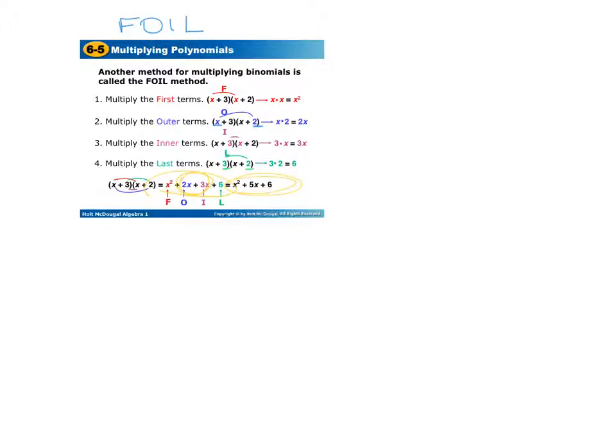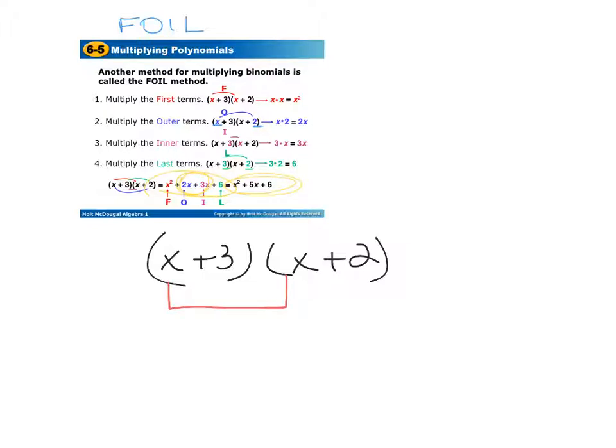So again, you could write it out as x plus 3, x plus 2. So again, first are those guys. Then outside or outer would be those. Those are the outside ones. And then the inside ones would be here. And then the two last ones would be the 3 with the 2. And that's the acronym FOIL. But again, it's just applying distributive property.